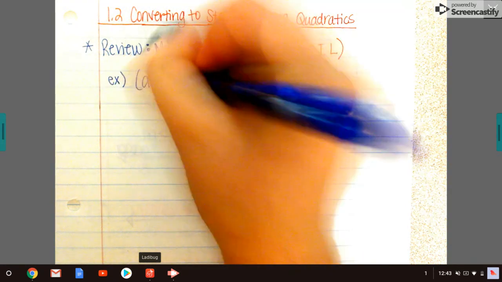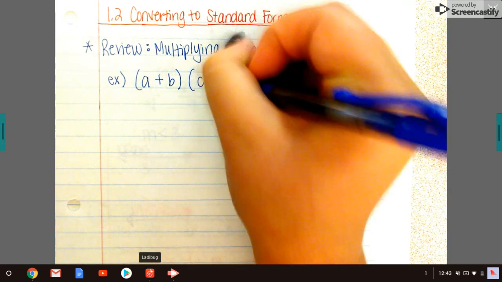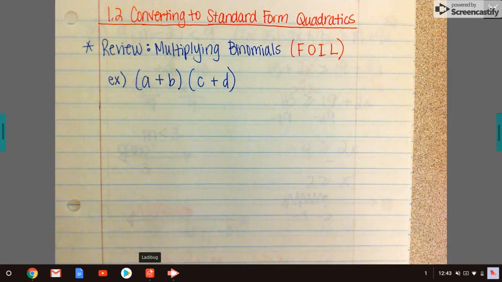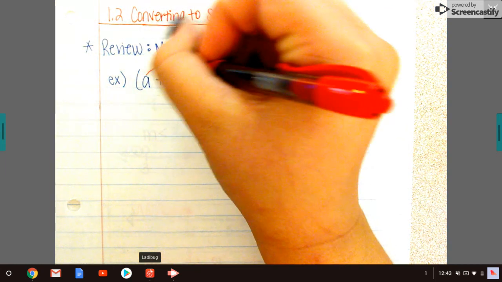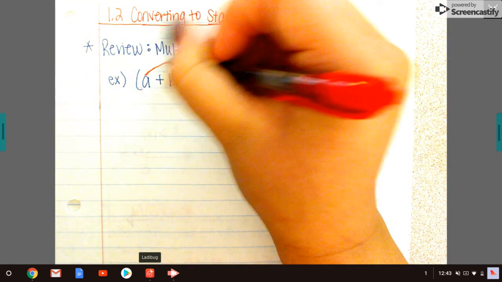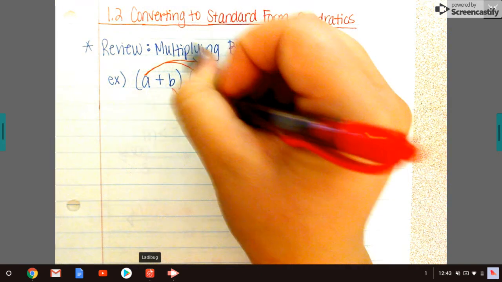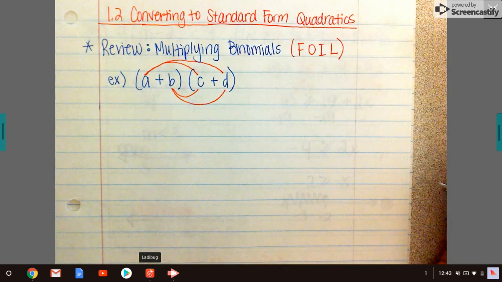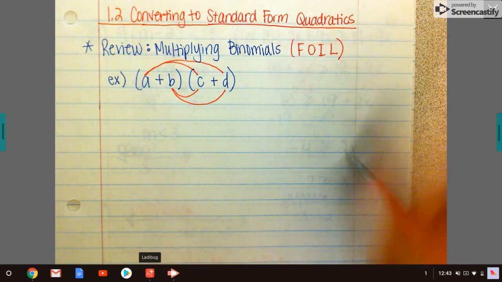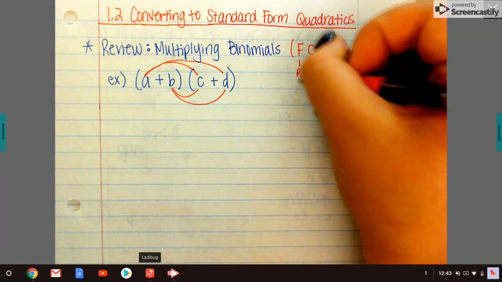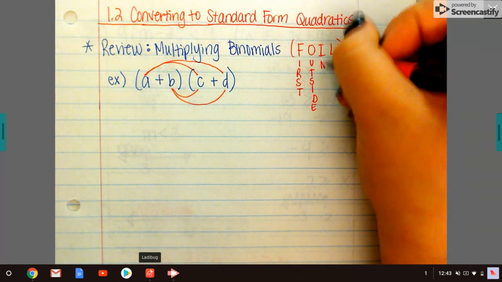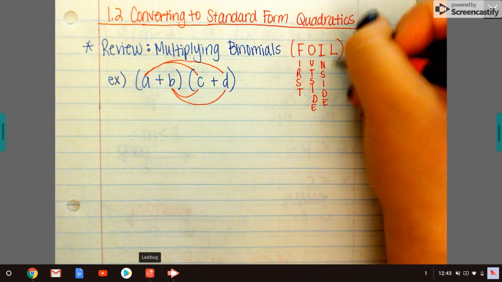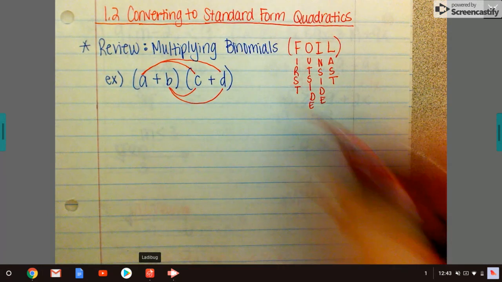If I had, let's do the basic example first, A plus B times the quantity C plus D, we would multiply each term by each of the terms in the other parentheses. So I'd want to multiply A times the C, the A times the D, the B times the C, and the B times the D. The way that FOIL helps us is it's an acronym that means first, outside, inside, and last.